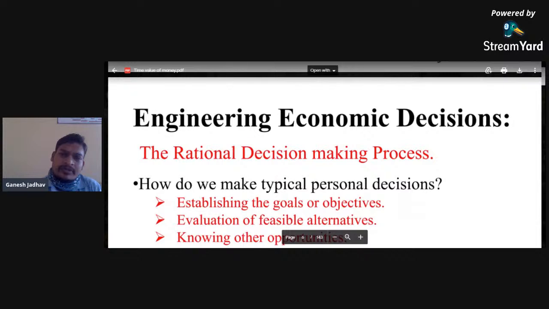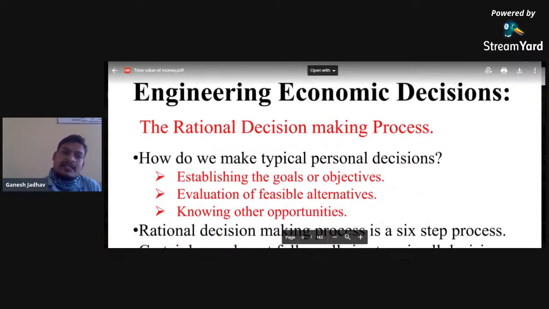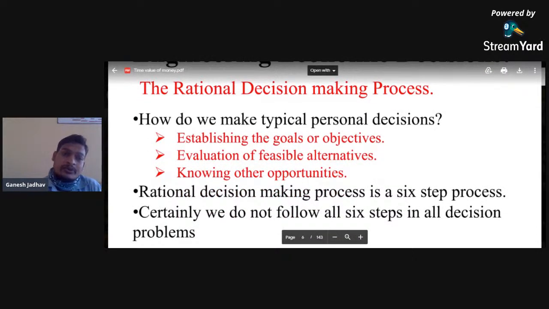Then, engineering economics decision consists of the rational decision making process. How do we make a typical personal decision? This is the first problem, which involves establishing the goal or objective. This problem is related to a personal problem, so we establish the personal goal about that particular project. Then comes the evaluation of feasible alternatives, and another thing is knowing the other opportunities.